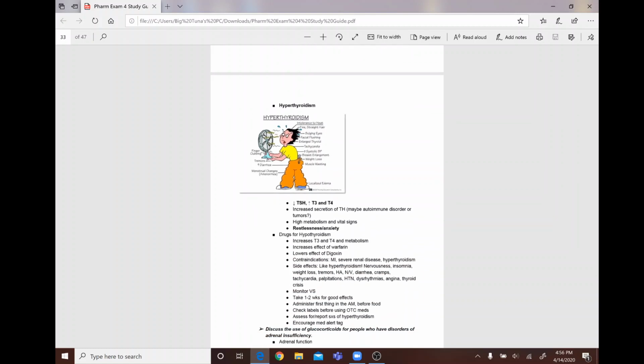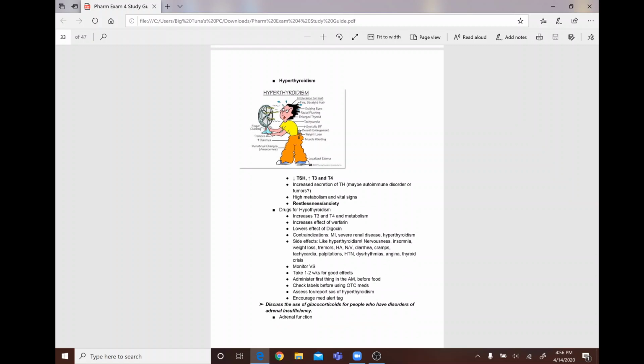All right, with hyperthyroidism, what happens to TSH, T3, and T4? Decrease TSH, but increase T3 and T4. What causes hyperthyroidism? Increased secretion of thyroid hormone, but may be an autoimmune disorder or tumors. What are the assessments you'll see with hyperthyroidism? High metabolism, high vital signs, restlessness, and anxiety.